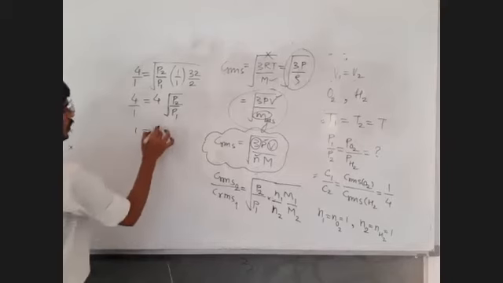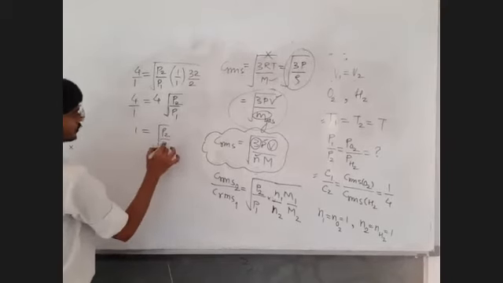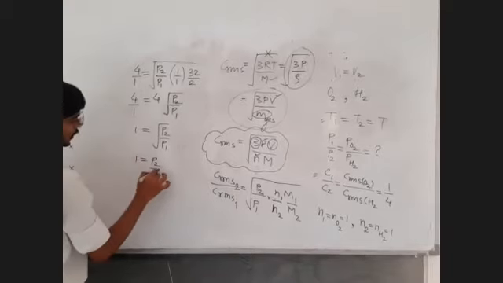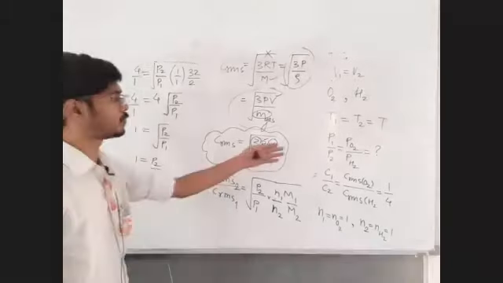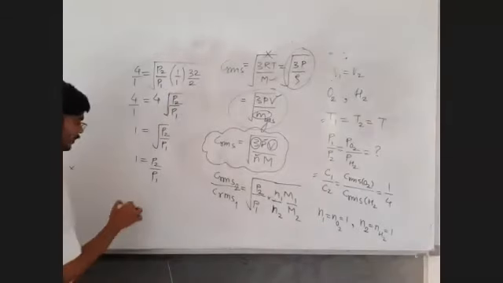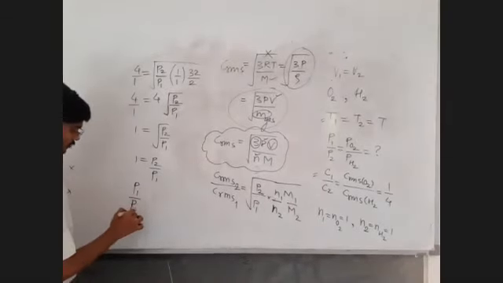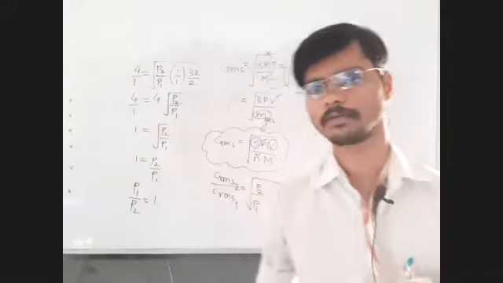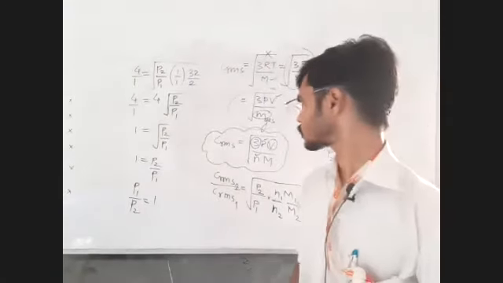So 1 is equal to under root P2 upon P1. Taking square roots on both these sides, squares on both these sides, 1 equals P2 upon P1. But they are asking us P1 upon P2. It's okay. Taking reciprocals on both these sides, what we get is this. Check whether I am right or wrong. Check with their answer. Cross check with their answer.